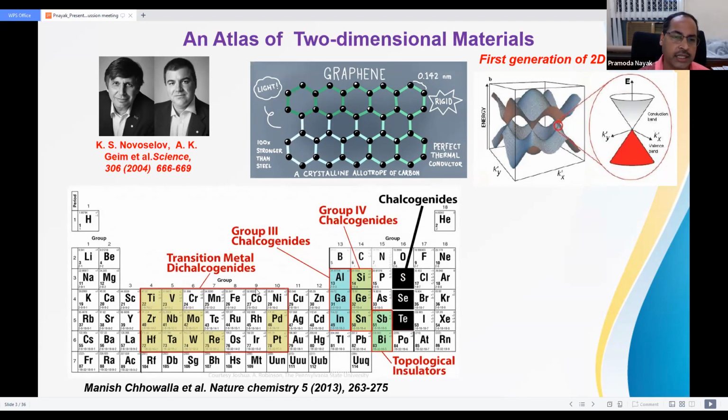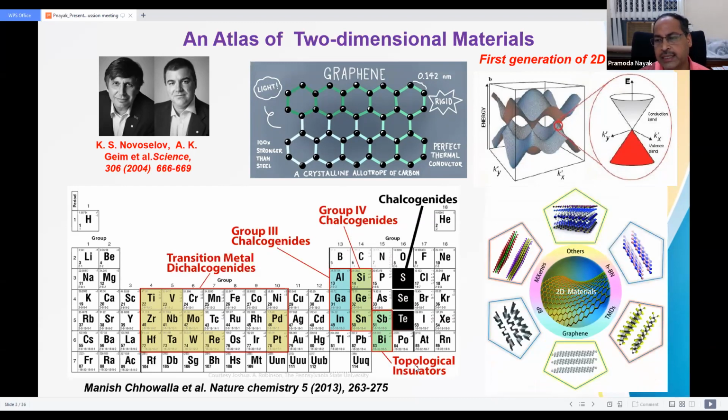starting from transition metal dichalcogenides. You can take group 4 to 10 elements and combine them with a chalcogen like sulfur, selenium, and tellurium. You have a large variety of materials. Then similarly, group 3 chalcogenides, group 4 and group 5 chalcogenides, which are called topological insulators. Mostly physicists explore this material, where the surface is a conductor and the inside is an insulator.